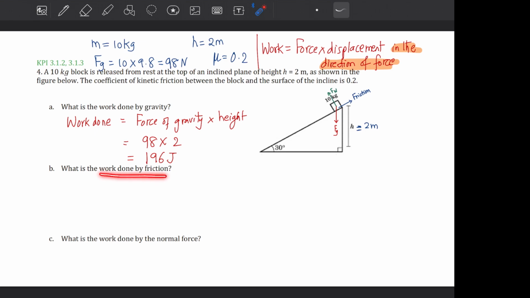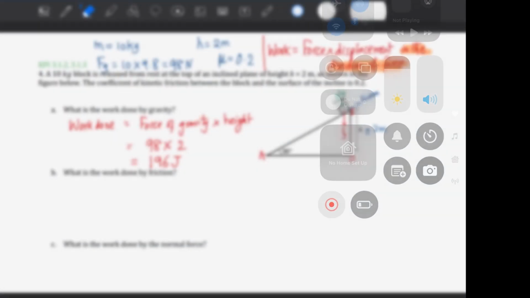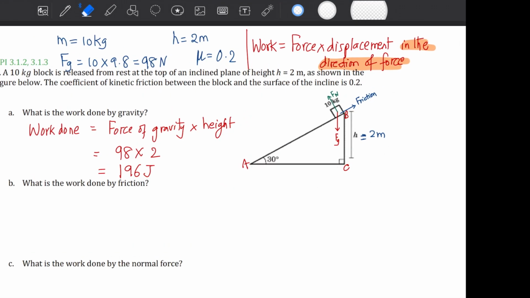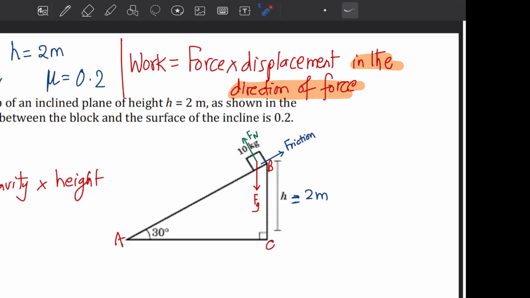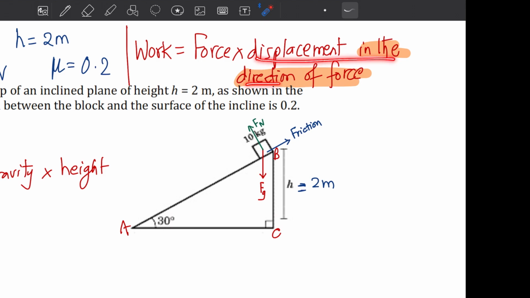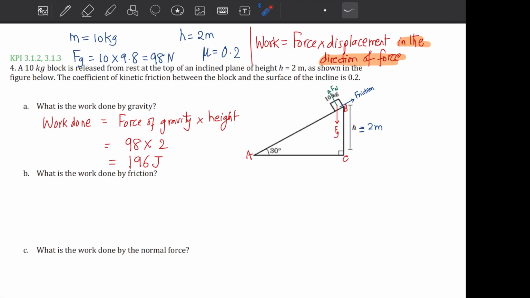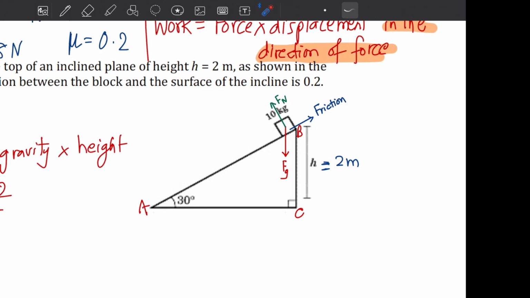Next, we want to find what's the work done by friction. So let's again focus on the diagram. We are going to figure out what is the displacement in the direction of friction, because in the second part we are trying to find what's the work done by friction. We can see friction is along the surface. So you can see friction is acting upwards along the surface and the box is sliding downwards. So this displacement is along the same line as that of the friction, that is, it's on the surface.